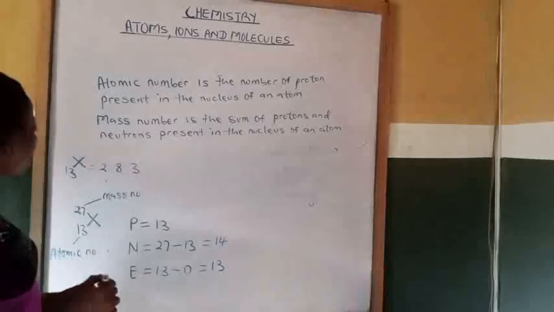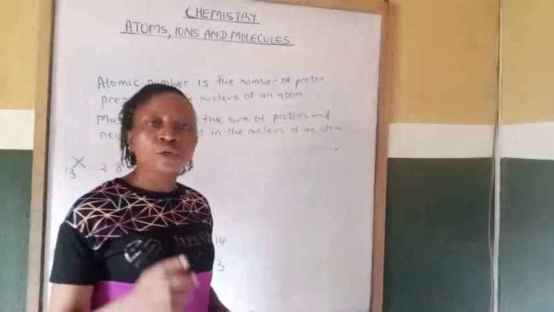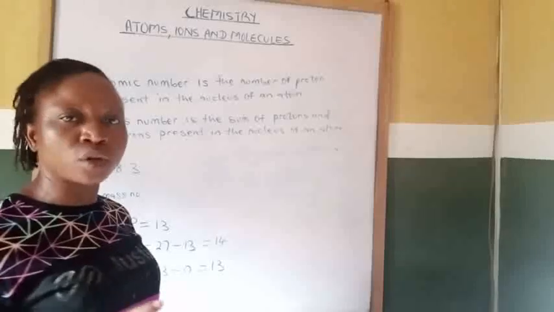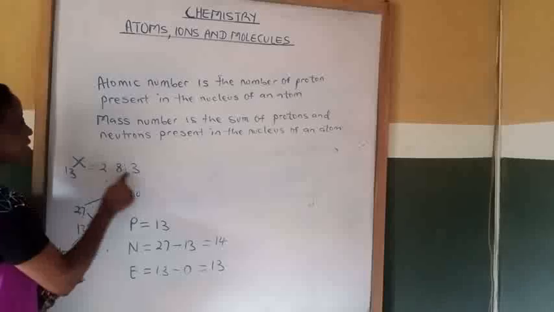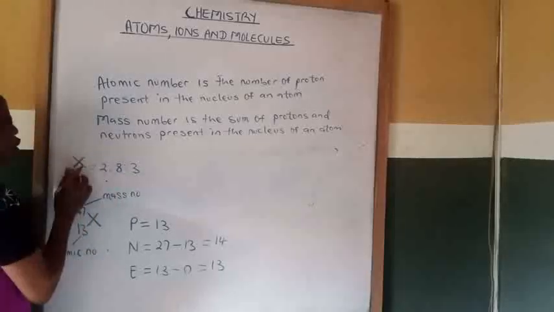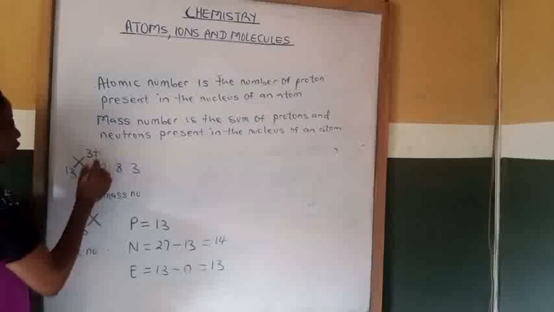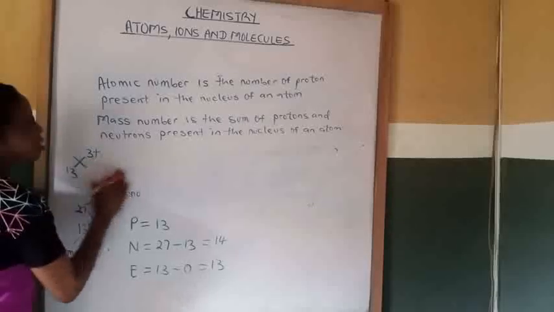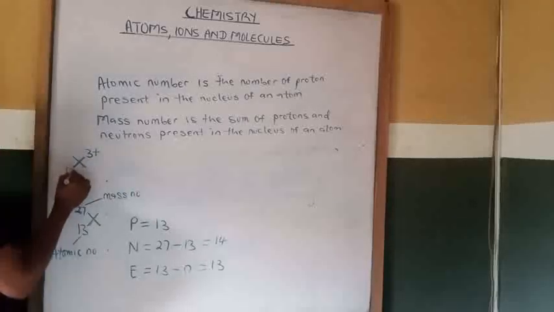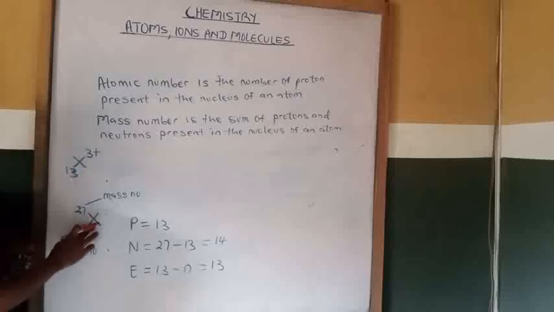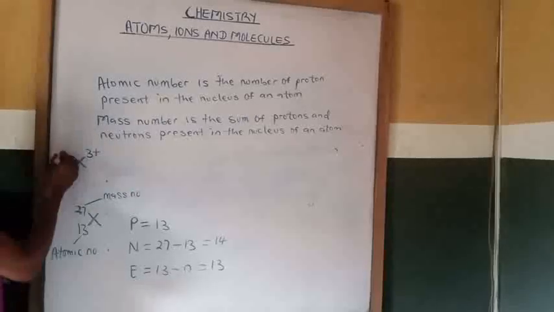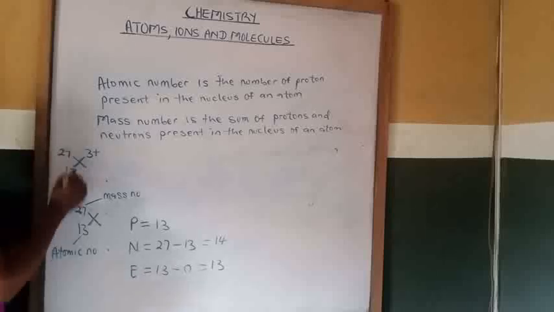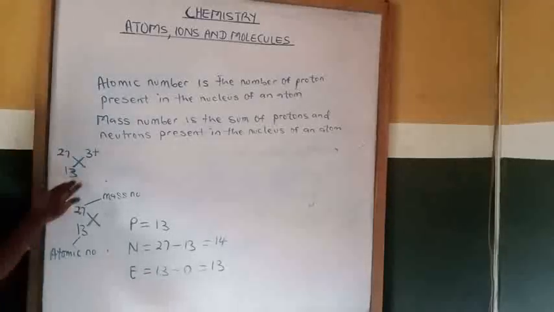Don't forget that I explained that those elements with 1, 2, 3 valence electron are positively charged. Now, the valence electron for X is what? Is 3. So therefore, the charge on element X will be 3 plus. So I've changed element X to an ion. Here it is an atom or an element, but here it is now an ion because it carries positive charge. The mass number still remains as 27.